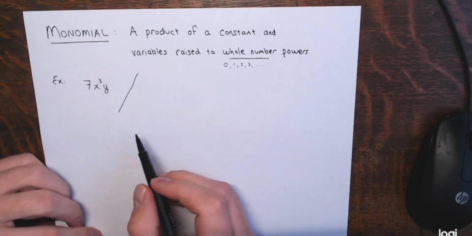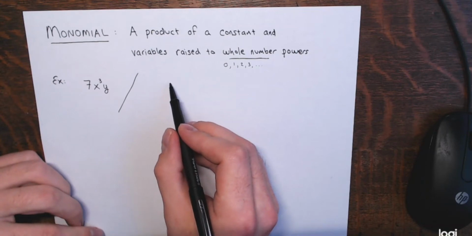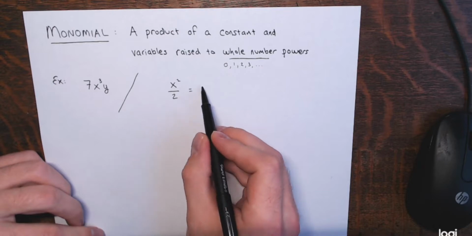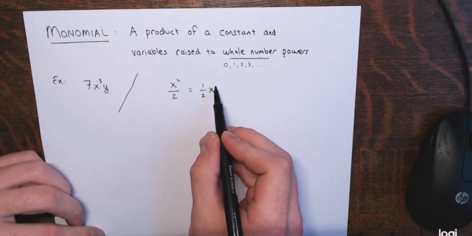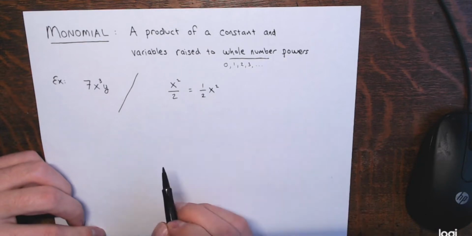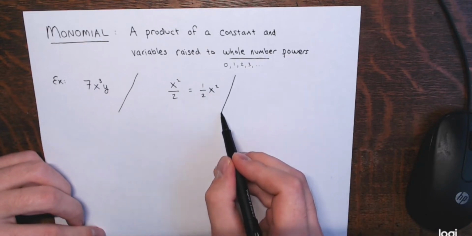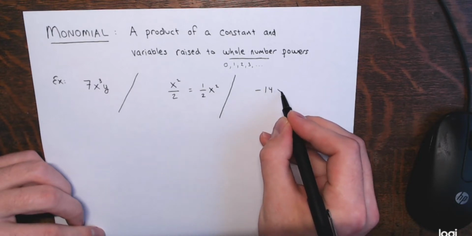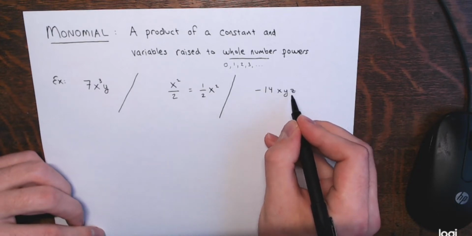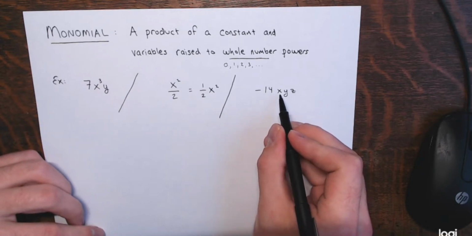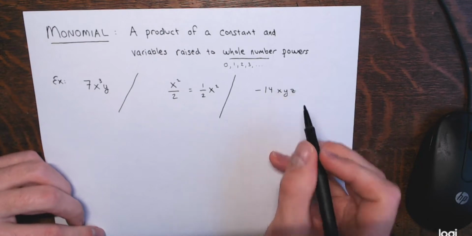Another example would be, x squared divided by 2. This is the same thing as 1/2 times x squared. Right. It's a number, a constant, times a variable to a whole number power. Negative 14, times xyz. There's a number, negative 14, times variables to whole number powers, x to the 1, y to the 1, z to the 1. Right?